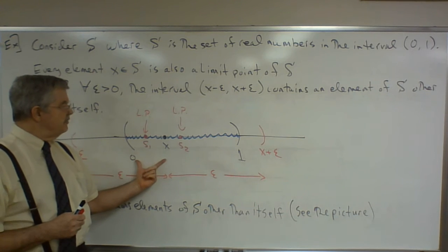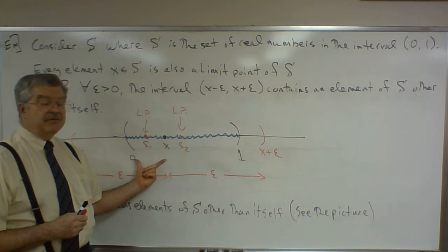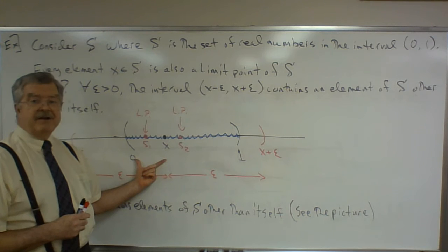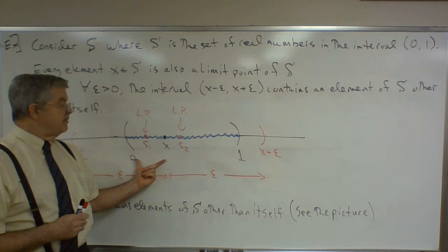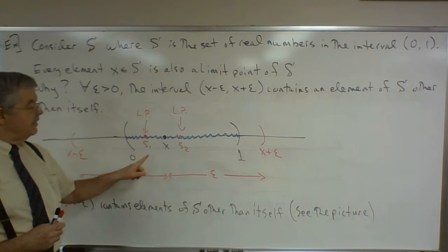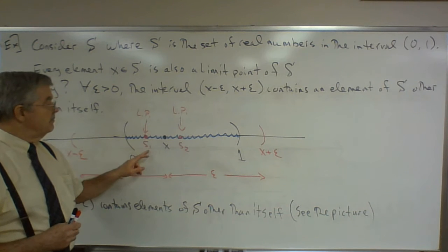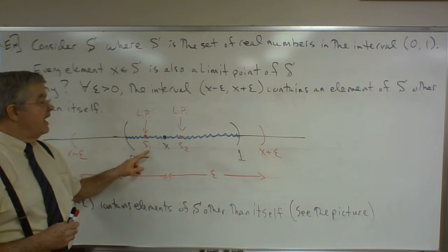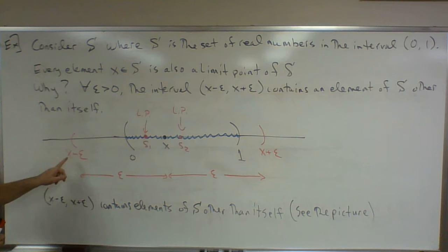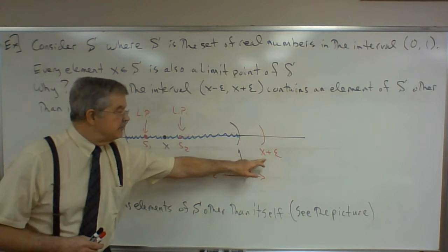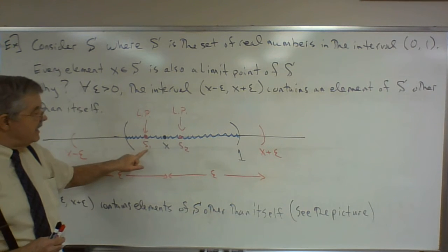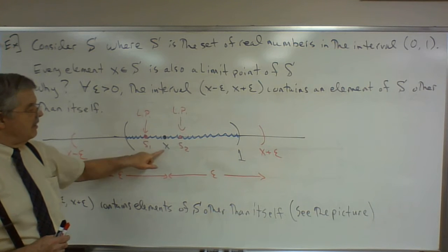Well, between any two real numbers like 0 and X, there exists a rational number, there exists an irrational number. So I can take my pick. Between 0 and X, there's definitely a real number between them. I'll call it S1. And the interval from x minus epsilon to x plus epsilon contains this element of the set S other than X.